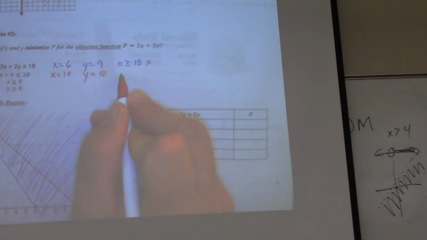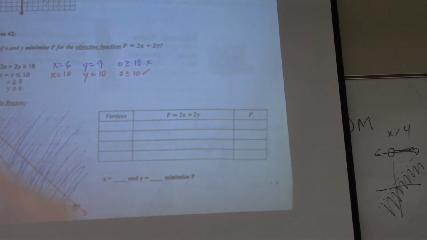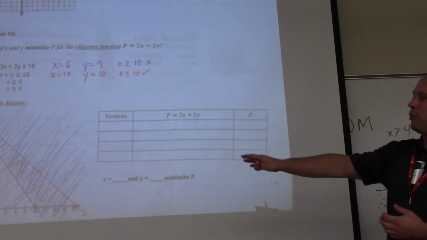I plug in 0, 0. I get 0 is less than or equal to 10. Yep, that's good. So the red one actually gets all shaded down. And then, again, x is greater than or equal to 0, y is greater than or equal to 0. That just means it's in the first quadrant. That's all we're dealing with anyway, so I'm not worried about really doing that.